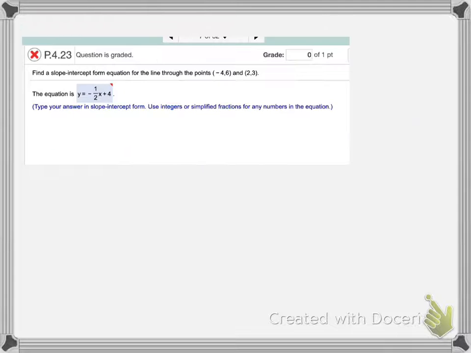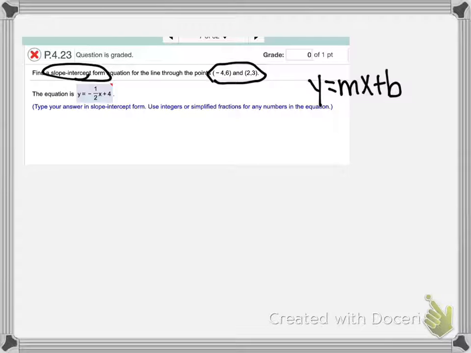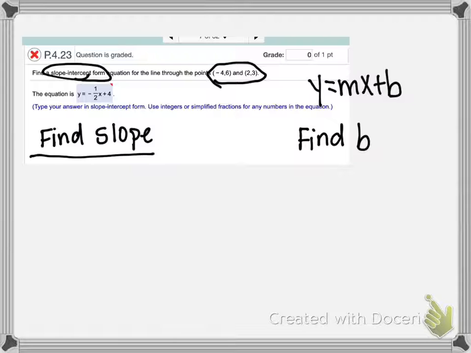So next problem says find the slope-intercept form. Now slope-intercept form is just y equals mx plus b. So slope-intercept form is simply using the slope and the y-intercept. So the key for this one is we're going to have to use these 2 points so that we can find my slope. And then after we find my slope, we're going to use those 2 points and find the y-intercept, which is the b. Alright, so we're going to start with slope, and we're going to use our y2 minus y1 over x2 minus x1.